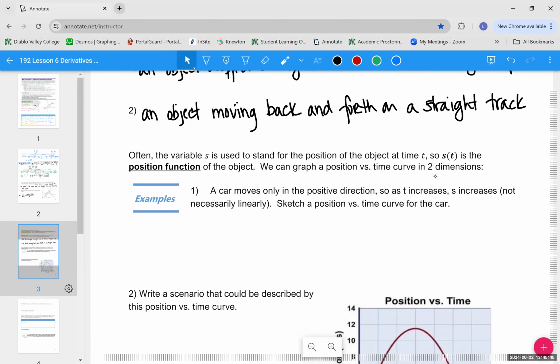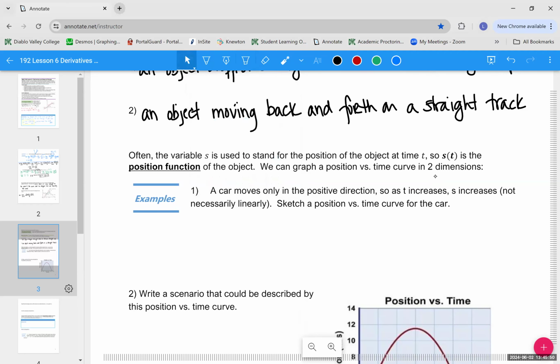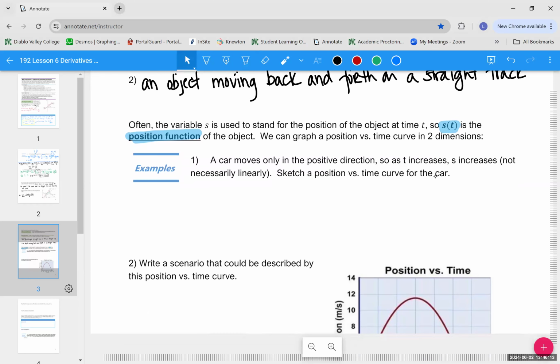And we usually use the letter S, S of t, to stand for the position function. In other words, S will be the location along the up and down or the left and right at the time t. Now it's kind of confusing because we can't actually graph S position versus time curves in two dimensions. That doesn't mean it's what the movement is. It's just tracking the position up or down or left or right over time.